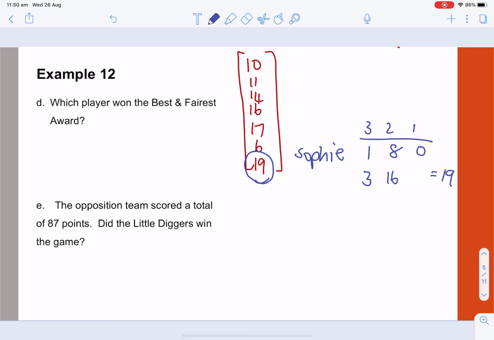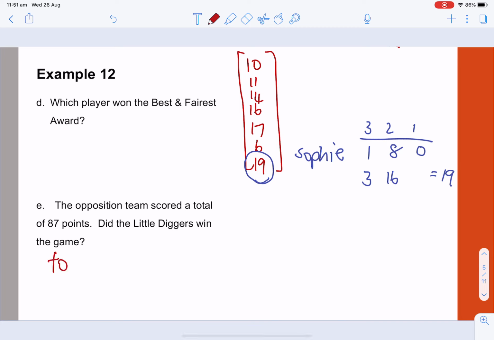Part E, the opposition team scored a total of 87 points. Did the Little Diggers win the game? So how do we find what the Little Diggers scored in total? What we do, I'm going to go back to red so it's all consistent.